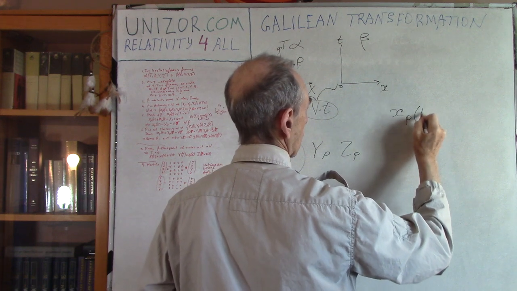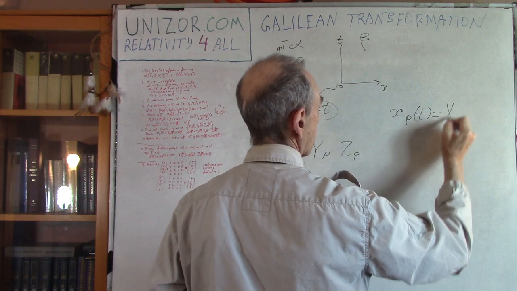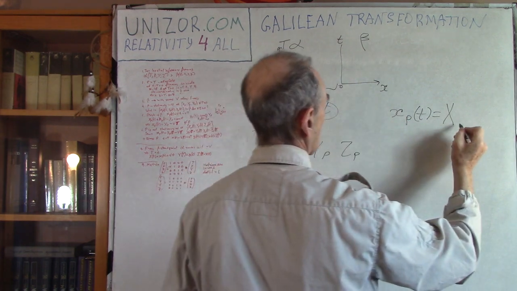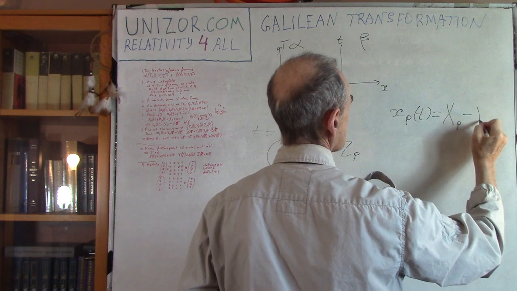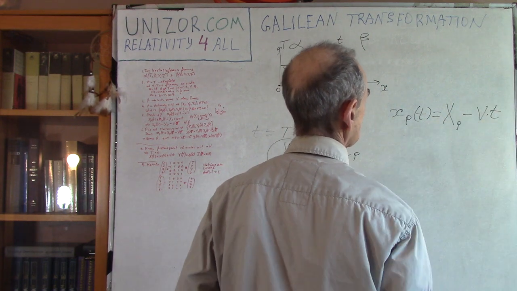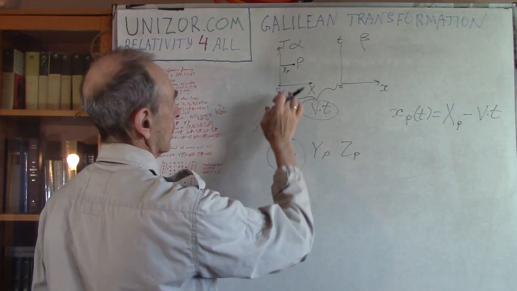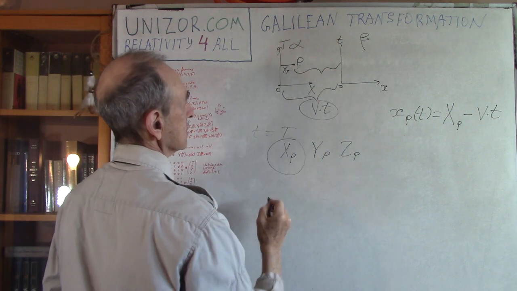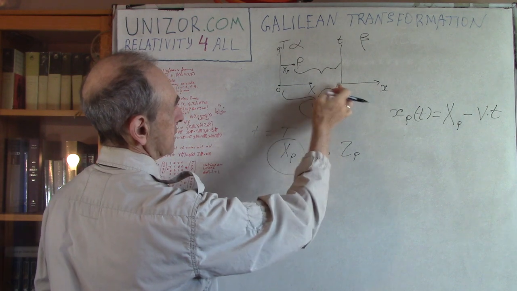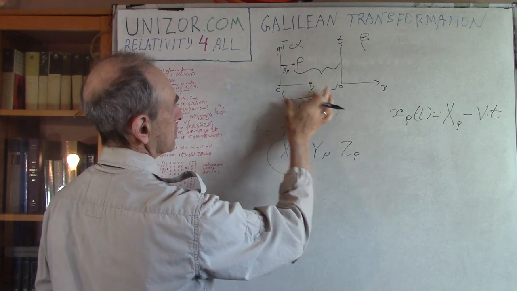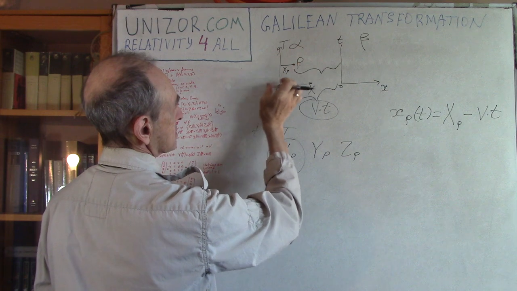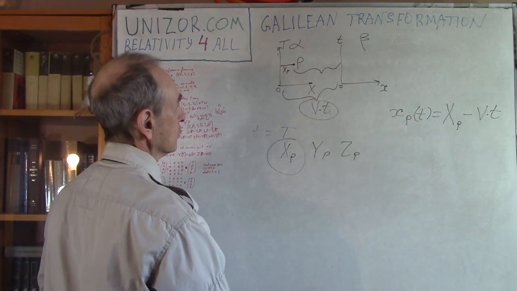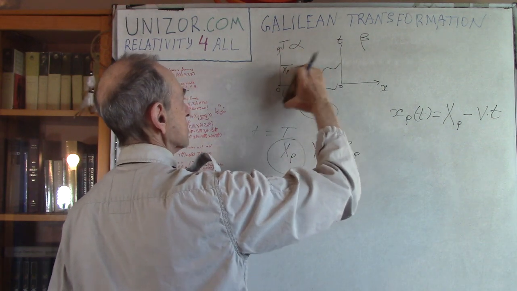xp of t would be equal to original xp minus v times t, right? So we are interested in this distance. Well, it's negative, right? So we are subtracting, not from this subtracting this, but from this subtracting that. If point P is a little bit further, it would be a little bit better understood, if you wish.